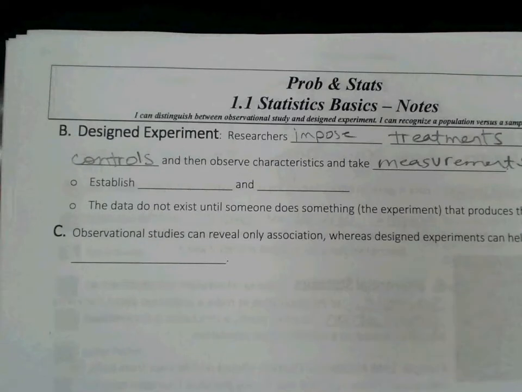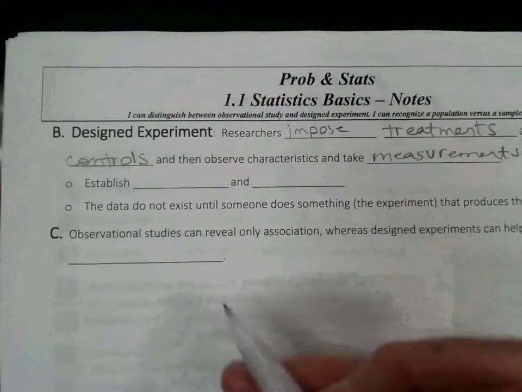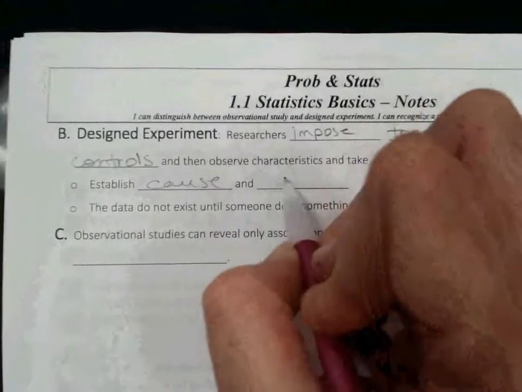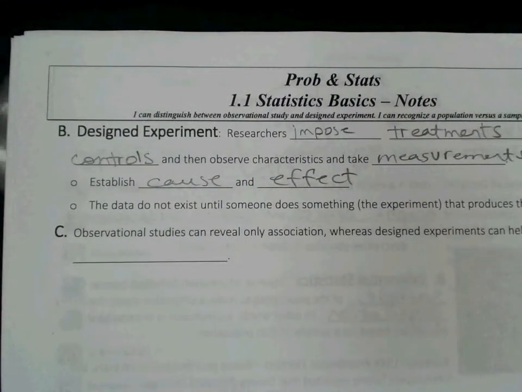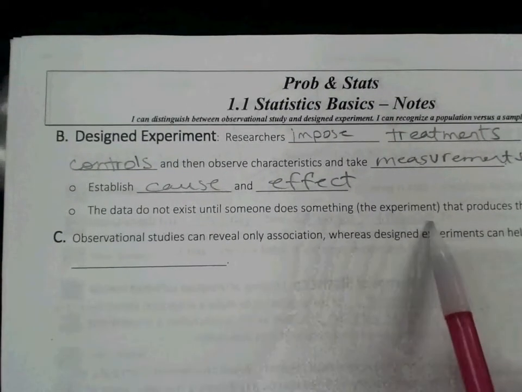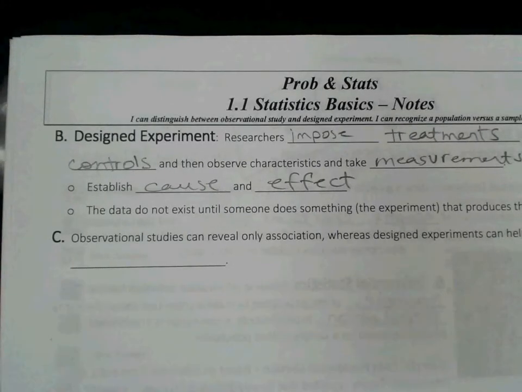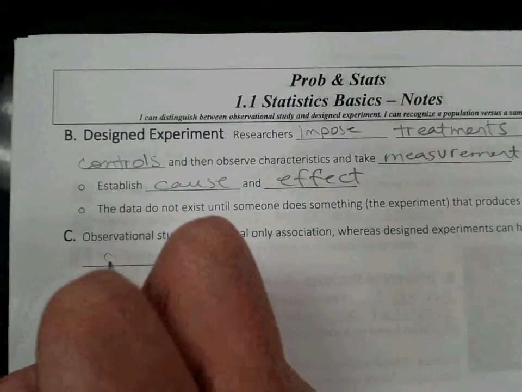So it establishes blank and blank, cause and effect. A design experiment establishes cause and effect. I didn't actually have data until I did the experiment, right? So the data doesn't exist until you do something that produces the data. The observational studies can reveal only association, whereas design experiments can help establish, I haven't heard from, did you get one yet, Casey? Casey? Causation.